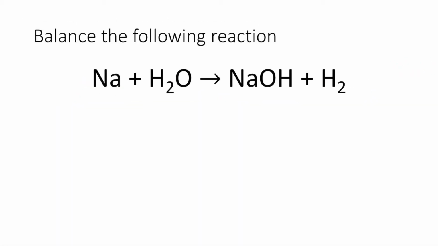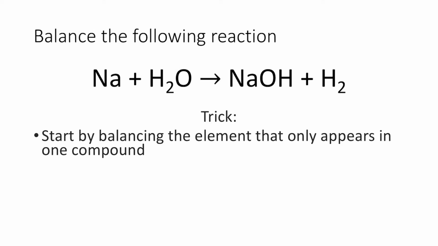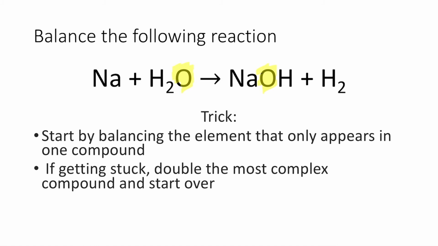I have another reaction. Sodium reacts with water and gives us sodium hydroxide and hydrogen gas. I have a few tricks that you can use to balance this reaction. The first one is to start by balancing the elements that only appear in one compound. In this case, we see that the oxygen element only appears once on both sides of the reaction. Another trick that you can use is when you get stuck, double the most complex compound and start over. Now let's stop the video for a few minutes and try to work on it yourself. Hit play when you're ready.